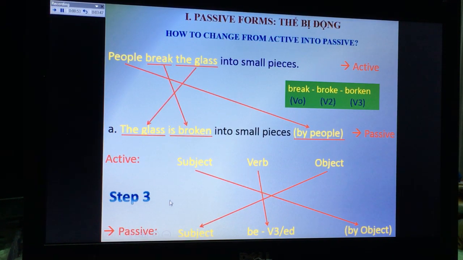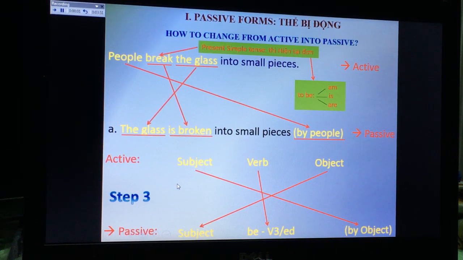Now you use these steps to do with other sentences. So why do we have is here? Now look at the verb break. It is in present simple tense. In present simple tense, we have to be: is, are. So the subject here is the glass. So it is singular. So we use is. We don't use are.